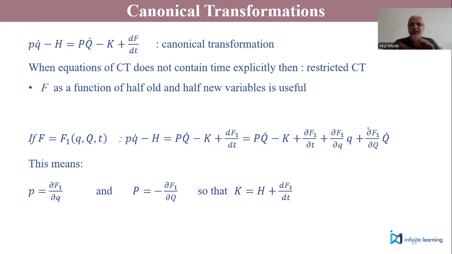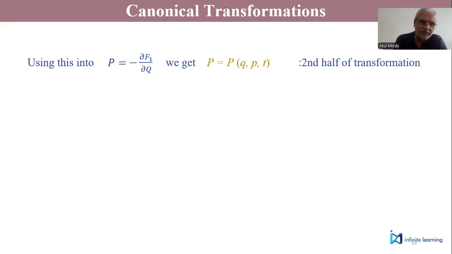So many times either you know how the coordinates transform, or you have the generating function F. If you have the generating function, then you have to find what the transformation is. Or if you know the transformation, then you can in principle figure out what the generating function is. Every time it may not be very easy, but you can in principle figure out the generating function.